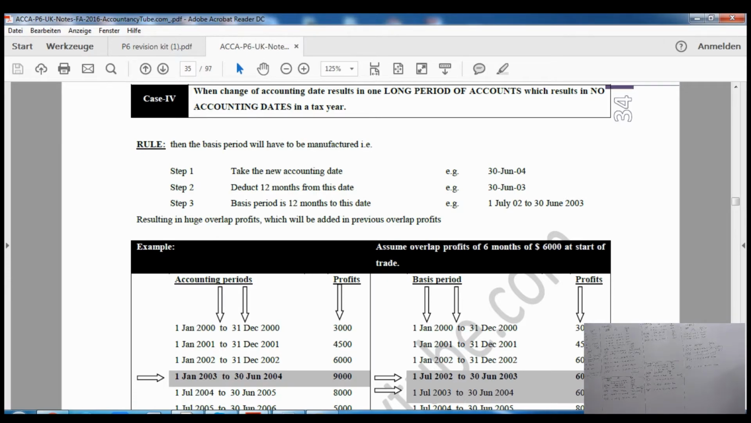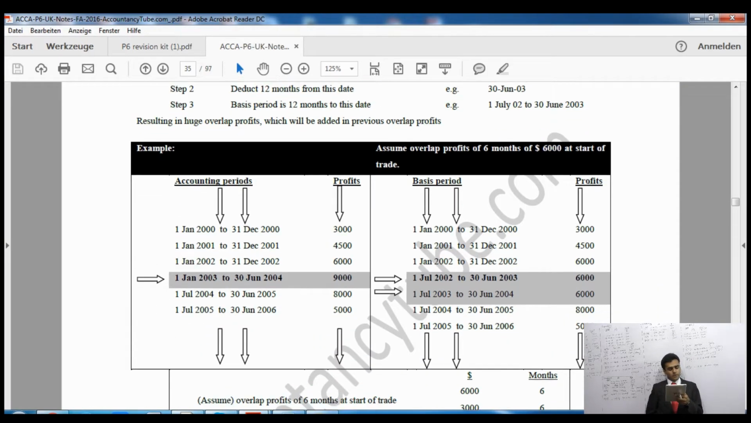Now, if you look at the example on the very left side, let me show you that as well. The accounting period is from 1st of January 2000 to 31st of December, so 31st of December was the year end every year. Then he made a change. After making the change, the accounting period was from 1st of January 2003 to 30th of June 2004. Right, so it is a huge accounting period, which is 18 months long.